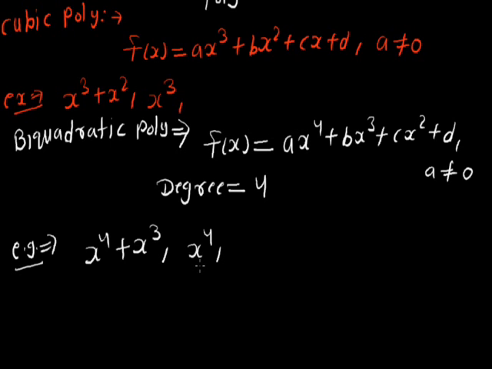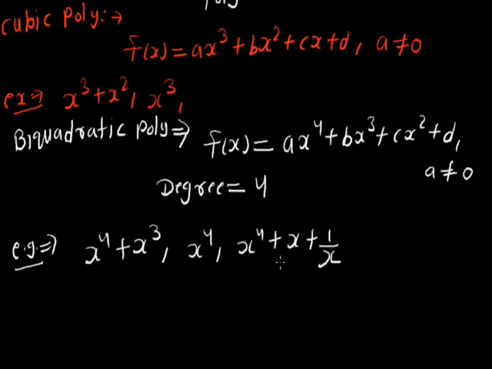We have to check only the highest power of x in which our polynomial is defined. So it is also our biquadratic polynomial. If I write this example, x to the power 4 plus x plus 1 upon x. What about this polynomial? Is it a biquadratic polynomial or not?